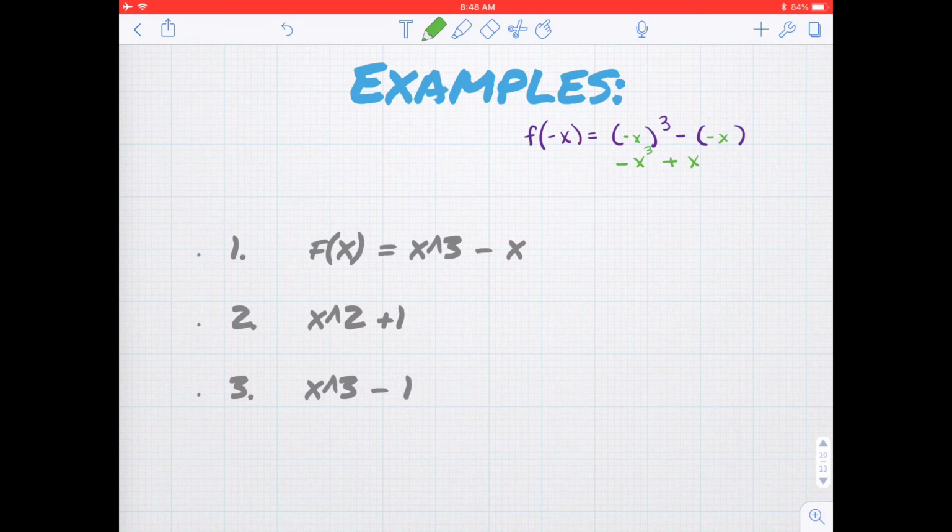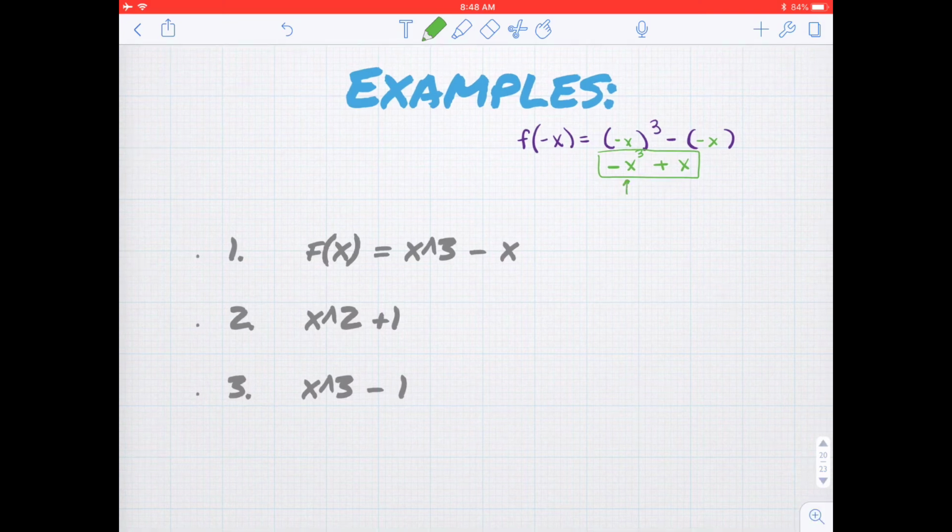So when I compare this answer here that I've boxed in green, I notice my first term was a positive and now it is a negative, so that changed. And I noticed the second term started out as a negative, and it's now a positive, so that changed as well. So it is exactly the opposite signs. Therefore, this is an odd function.